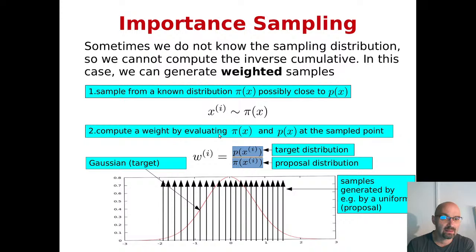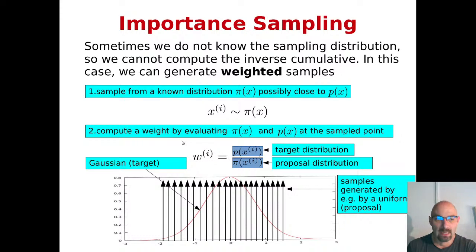Then we use the weight to scale basically the value of the drawn sample. So this sample will have a likelihood, basically a weight, which is proportional to the evaluation of P, which I can do. I cannot draw from P, but I can evaluate it. Then this is the value of P divided by the value of pi in the same point. Okay? And this is called the importance weight.